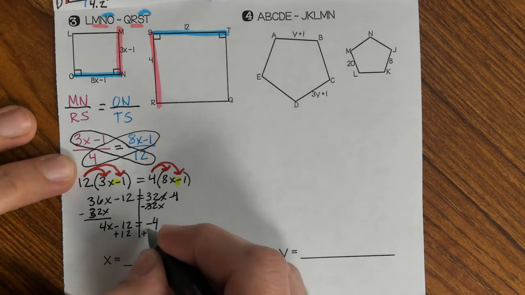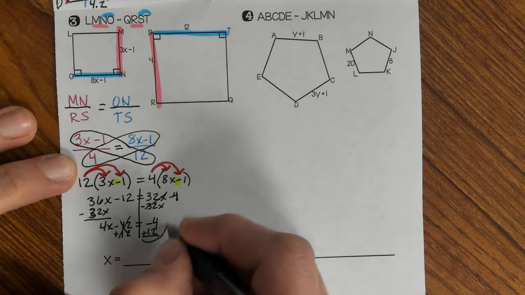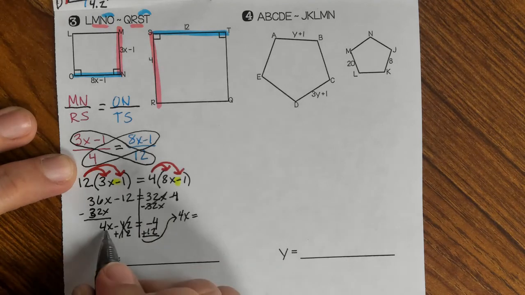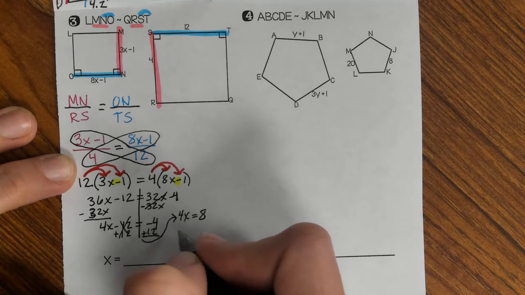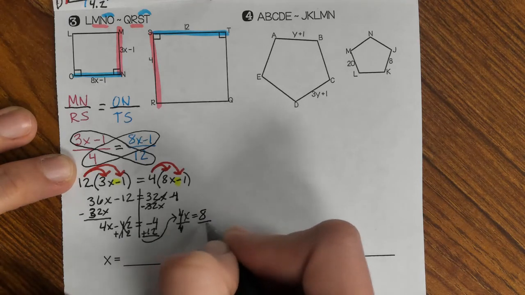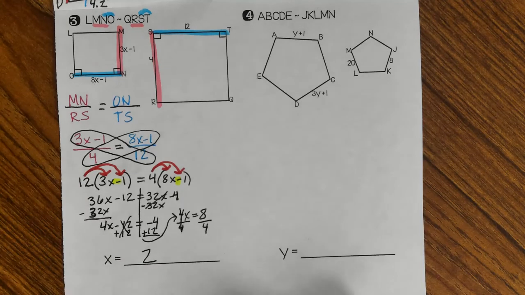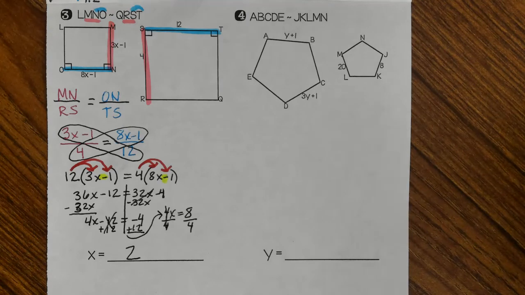When I add that 12, these cancel. I'm going to kind of shift it over here. I'm going to get my 4x is equal to a negative 4 plus a 12 gives me 8. Divide out, x will equal 2. Okay? Sorry about that little mess up there. Guess I've been teaching all day.